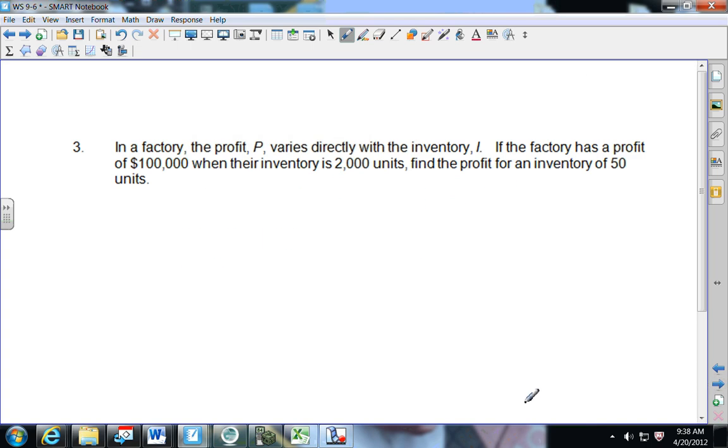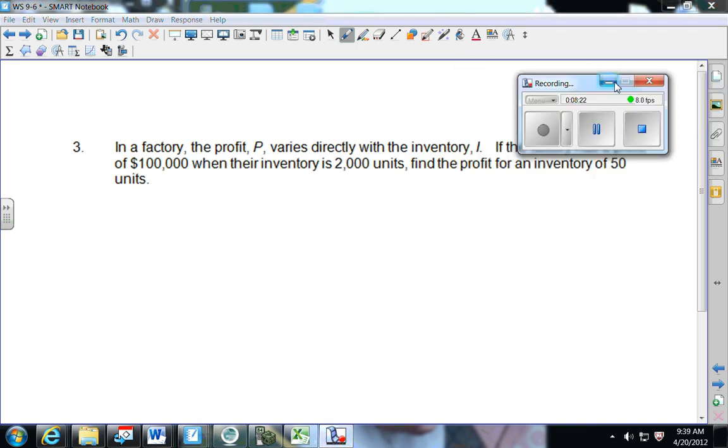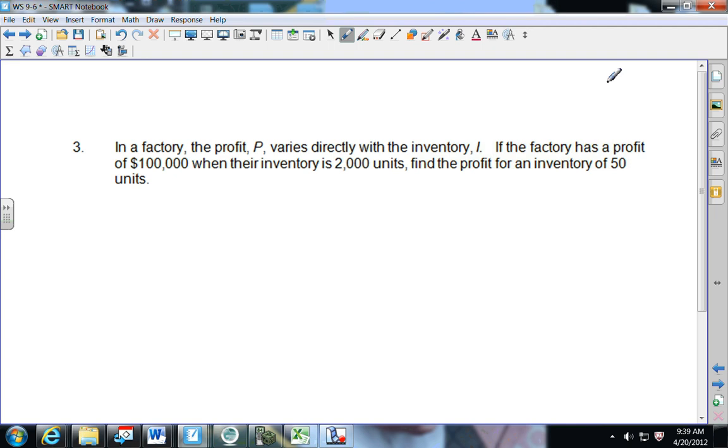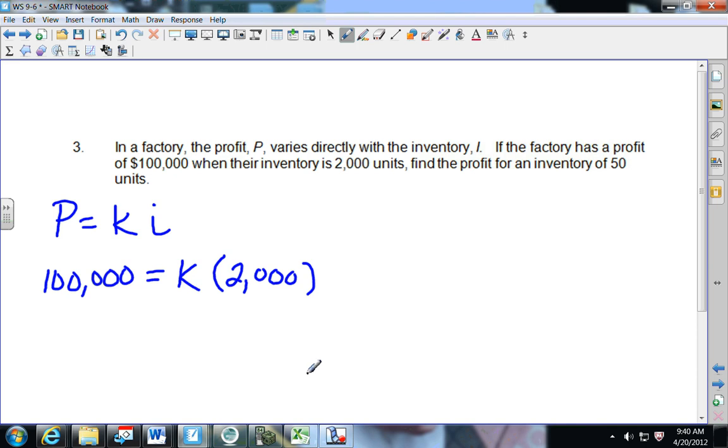Next one. Let's pause this video and try and answer this question, and we'll come right back to it. Okay, in this case, it says in a factory, the profit P varies directly with the inventory. So P equals K times I, which is the inventory. If the factory has a profit of $100,000 when their inventory is 2,000 units, find the profit for the inventory of 50 units.